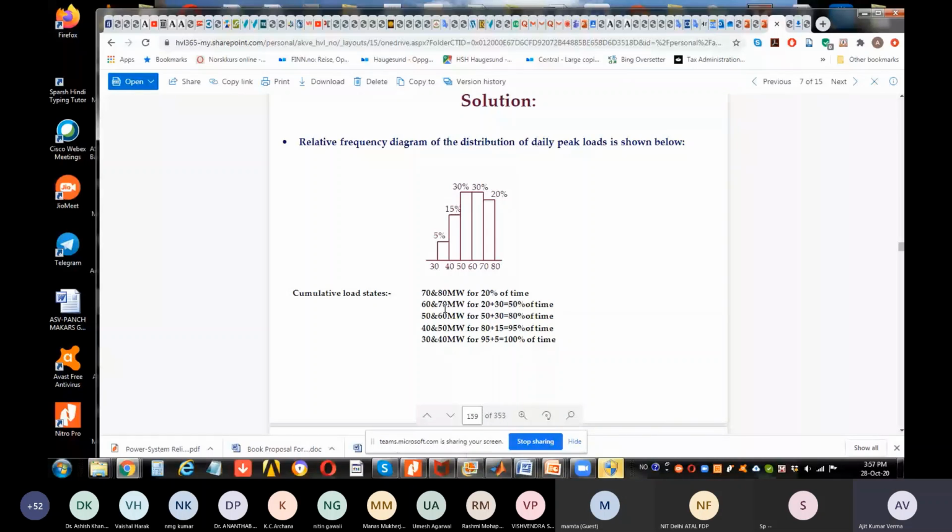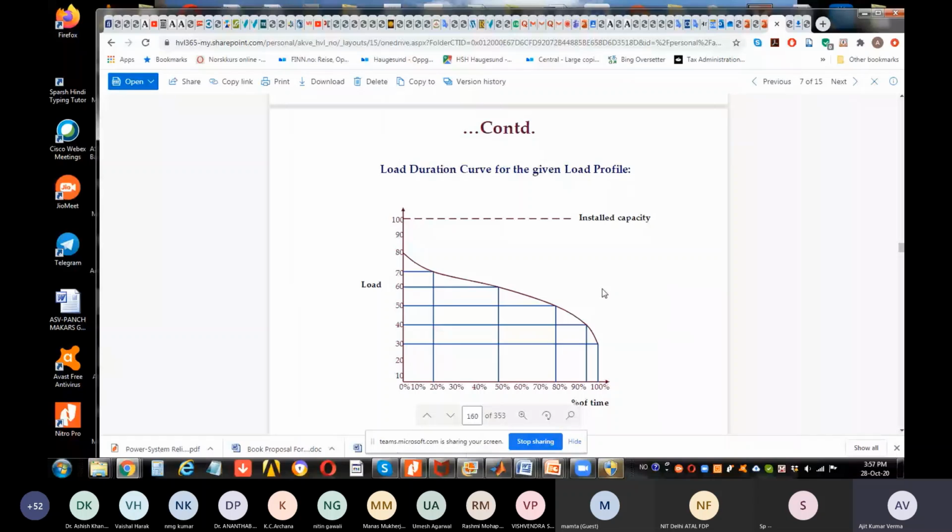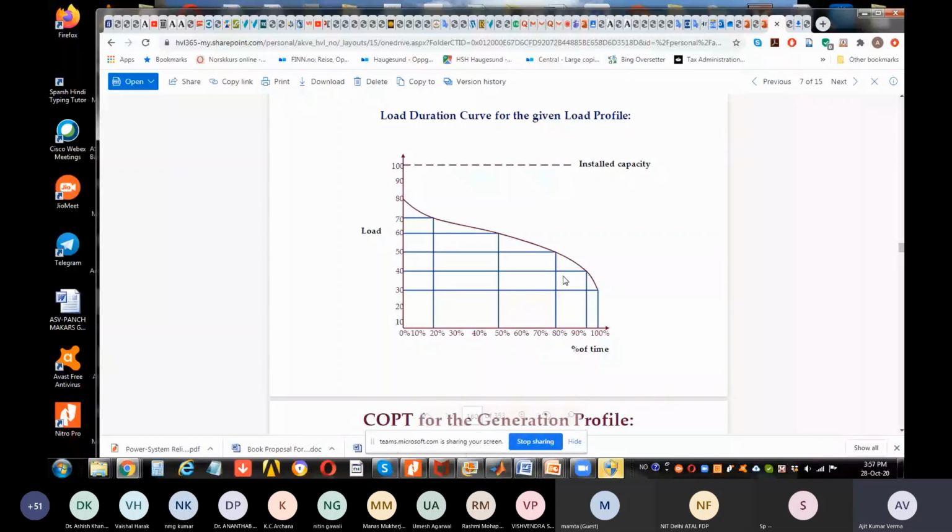So this is the load profile, cumulative load states. The load duration curve for the given load profile: more than 80, 0% of the time. Between 80 to 70, it's 20% of the time. This is 70, so this is 20% of the time. Then between 60 to 70, it's 30% of the time.